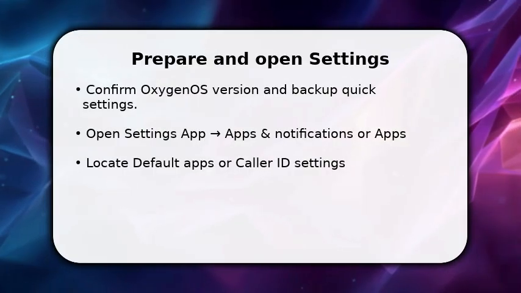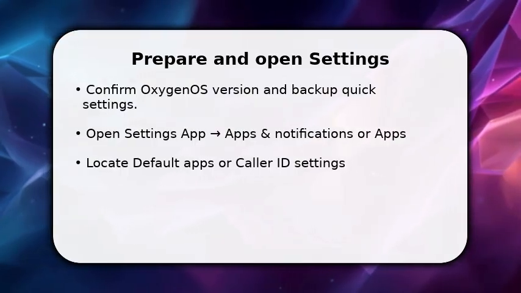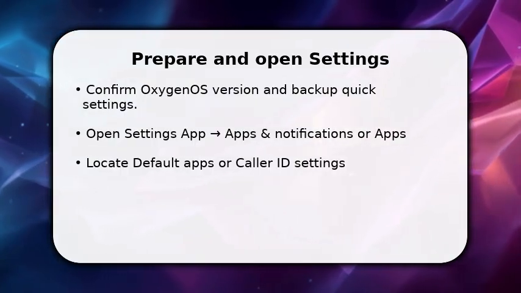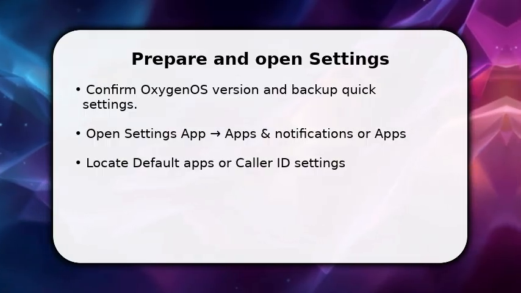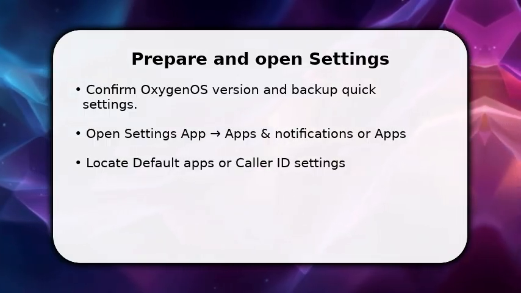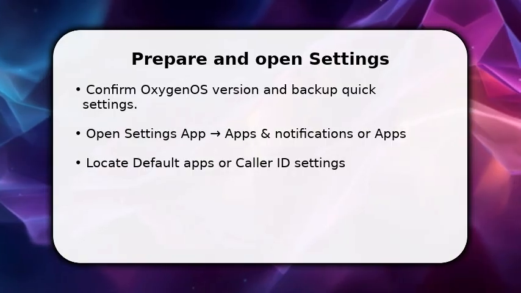You start by confirming your OnePlus is updated and you've backed up quick settings. This avoids surprises. Once done, open Settings and tap Apps or Apps and Notifications. You need to reach app-level controls.